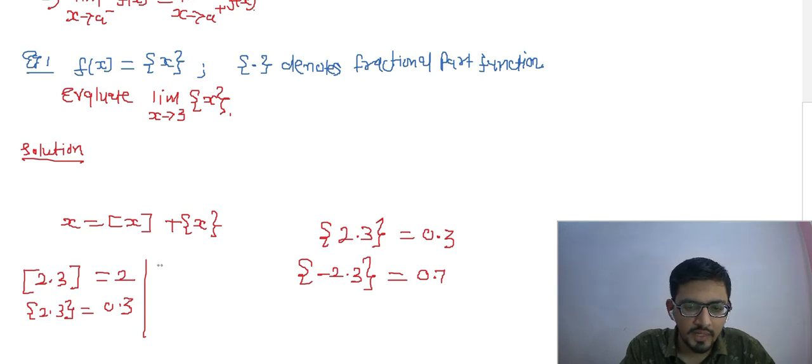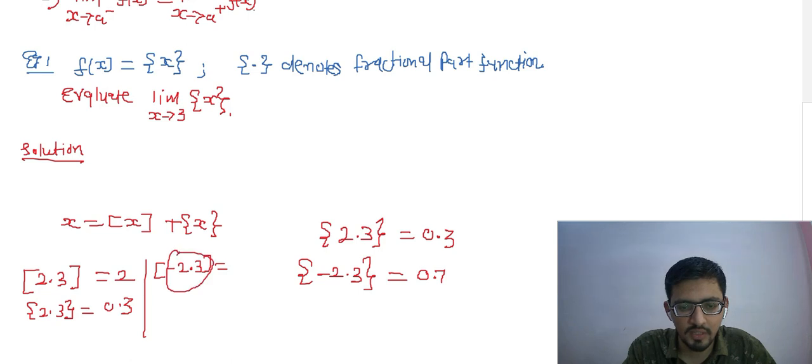Now if I'm taking the negative part, for example, what is the greatest integer function of negative 2.3? You know what the greatest integer function will do: it will return the greatest integer less than or equal to x.